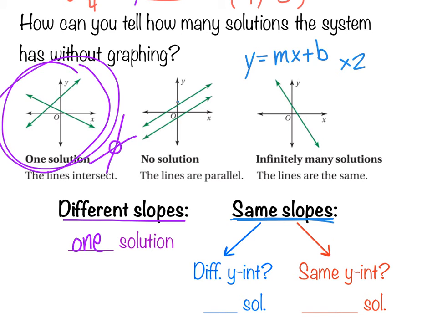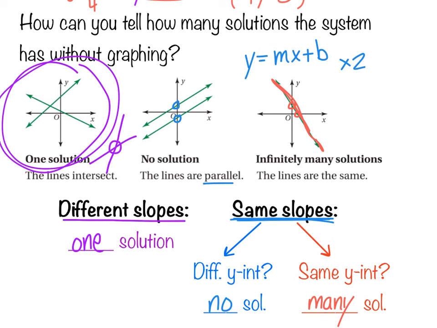Are the y-intercepts different like they are here? These two lines have the same slope, but they have different y-intercepts. They are parallel, and that means if you have different y-intercepts, same slope but different y-intercept, that means there's no solution. But if you have the same slope and the same y-intercept, that means the lines will be the same. Everything about it is the same, and you'll have many solutions.